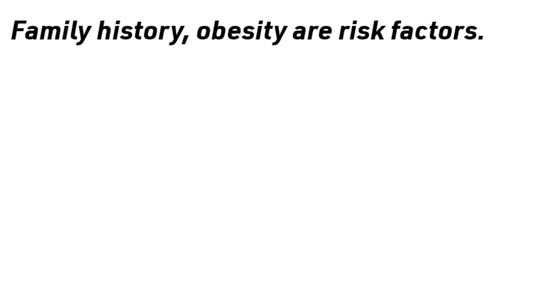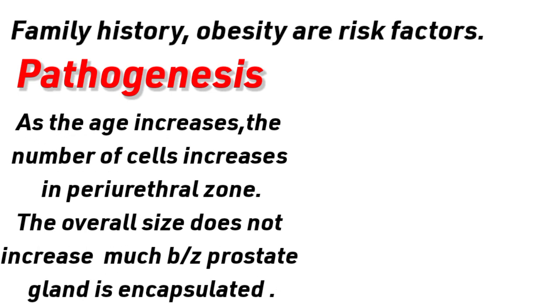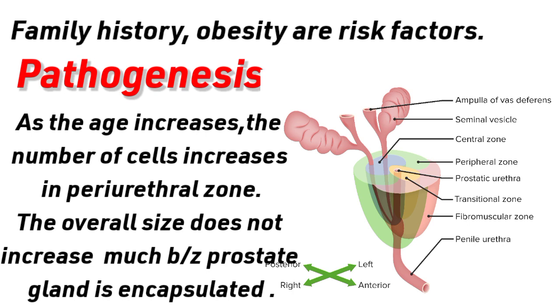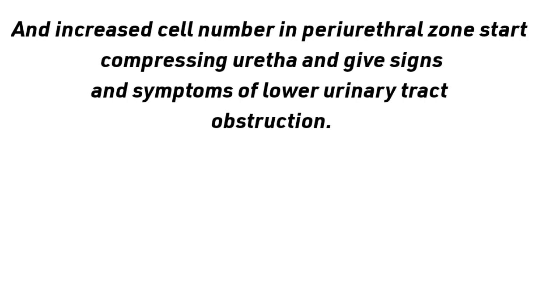If we talk about its pathogenesis, as we know, the prostate gland is capsulated and there are three zones. Within the center of the transitional zone, the urethra passes. In prostatic hyperplasia, the number of epithelial and fibromuscular cells increases in the periurethral zones. This increasing number, with the passage of time, starts compressing the urethra and results in lower urinary tract obstruction, and the patient presents with lower urinary tract signs and symptoms.